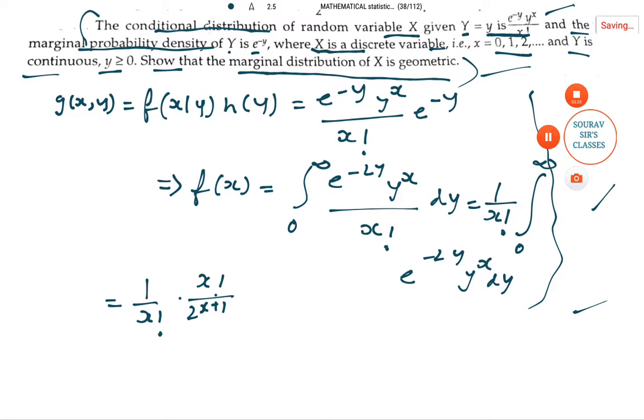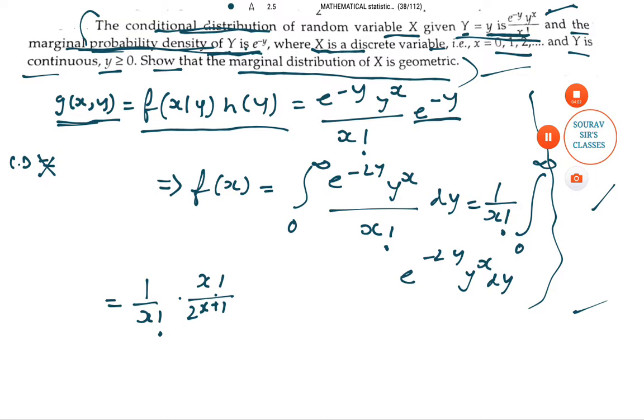So I hope you guys got it. I'll repeat it again. First we have taken g(x, y), which is f(x given y) times h(y), equal to e to the power minus y, y to the power x, as you can see it is given, and we have taken h(y), which is the marginal probability density of this. So the conditional distribution is this function multiplied by the marginal probability density. We have to know the conditional distribution of x is this.